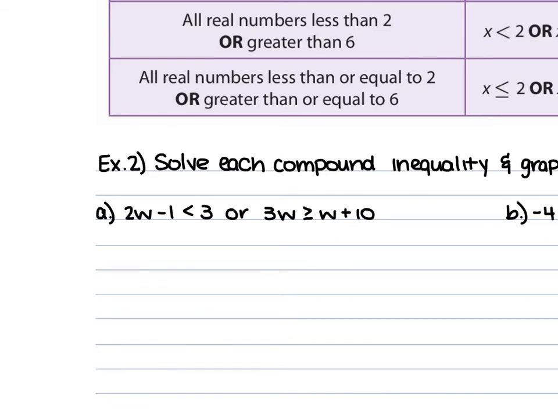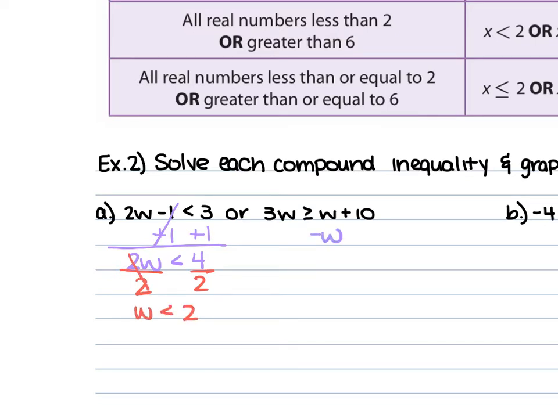If you look at A, we have 2w minus 1 is less than 3, or 3w is greater than or equal to w plus 10. Remember, we want the w's by itself. Typically, we want the w first because that'll tell us which way to draw our line. So if we look at the first inequality, 2w minus 1 is less than 3. We're going to add the 1 to both sides. We get 2w is less than 4. Then we divide each side by 2 and get w is less than 2.